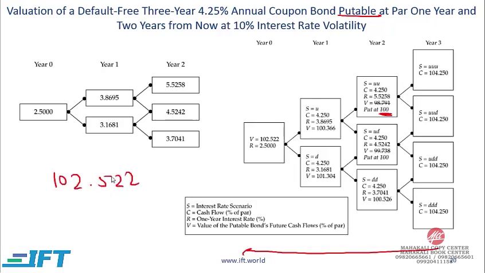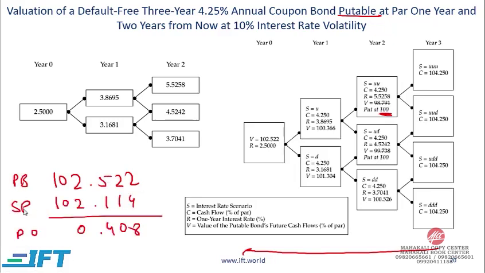So notice that this number, 102.522, is larger than the value of the straight bond. The value of the straight bond that we calculated earlier was this 102.114. The difference between these two represents the value of the put option.